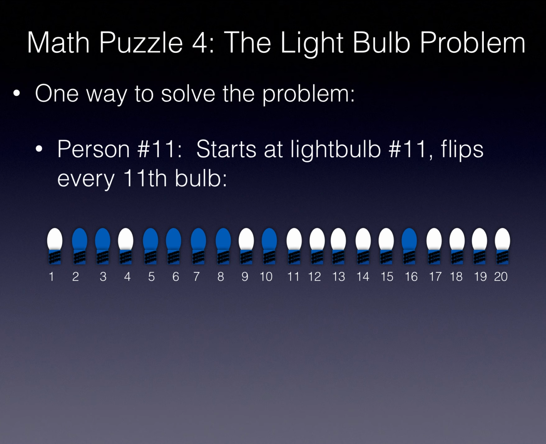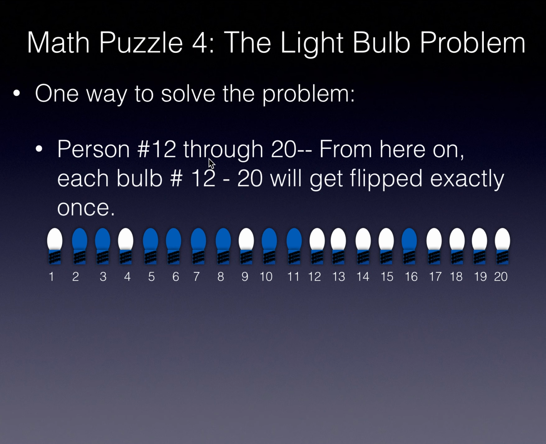All right, now I'm going to kind of pause at number 11. Watch what happens with number 11. So number 11 enters the room, and he's going to flip the number 11th bulb, and that's really the only bulb he's going to flip, because the next 11th bulb would be number 22, and there is no 22, so bulb number 11 is the only one that's going to change, and it's going to go off. There we go.